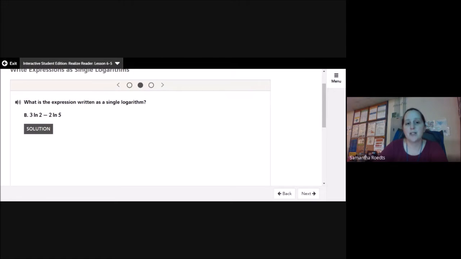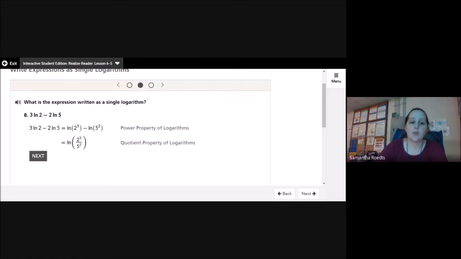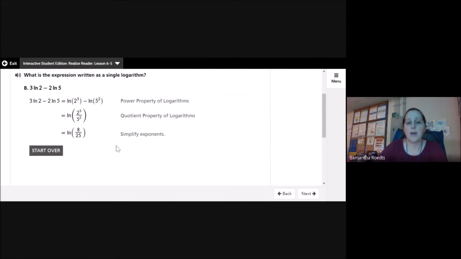What is the expression written as a single logarithm? 3 ln 2 minus 2 ln 5. Okay, so this is power. I'm going to work backwards again. So the power property. So it becomes ln 2 cubed minus ln 5 squared. This is quotient property. So it becomes ln of 2 cubed over 5 squared. And then 2 cubed is 8 and 5 squared is 25. So I simplify my exponents.